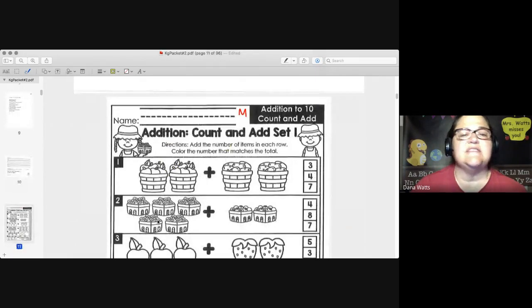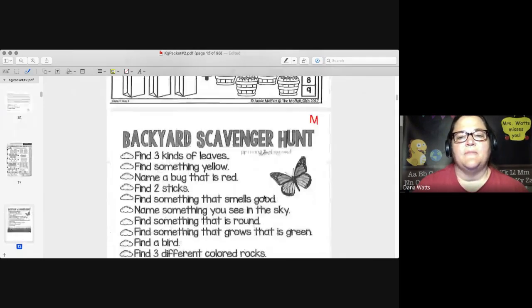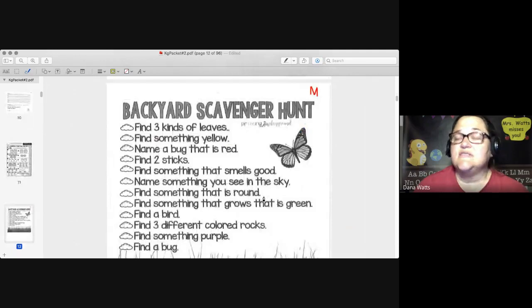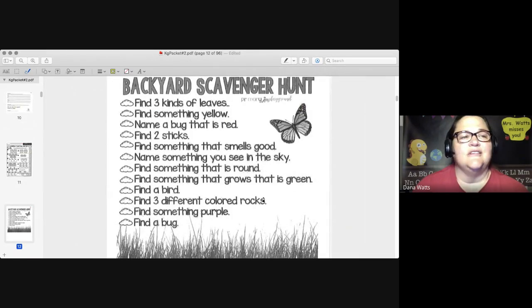And then the next to last page for Monday is the math page. So you're going to add 2 plus 2 and then color the number that matches the total. That would be 4, and finish that page that way. The last thing for Monday is a backyard scavenger hunt, just something for fun to get outside, something fun you can do together. It has things that you can find in your yard or things that you can name. This would be a great thing to do outside and take a picture and send to your child's teacher. They would enjoy seeing that.